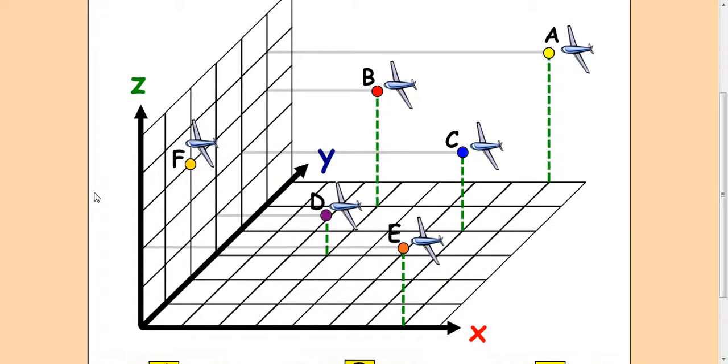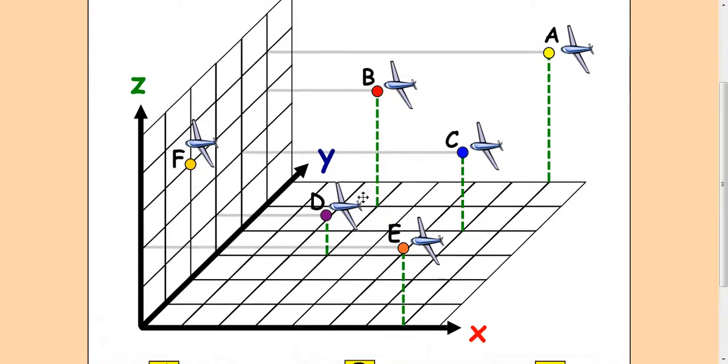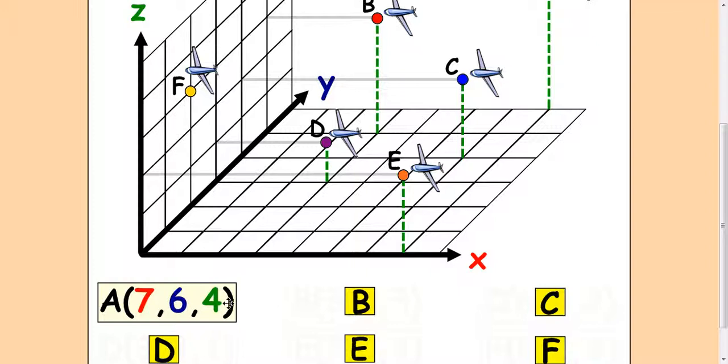To look at some more examples here, we're going to have 6 shots at this. So let's look at A first. So if you're thinking about what A is, you should be thinking, right, I'll go on along the X axis first. So 1, 2, 3, 4, 5, 6, 7. Then I'll go up the Y, so 1, 2, 3, 4, 5, 6. So we've got 7, then a 6. Then you're looking along and going up on to here. So 1, 2, 3, 4. So 4. So 7, 6, 4 is what we should have there really.